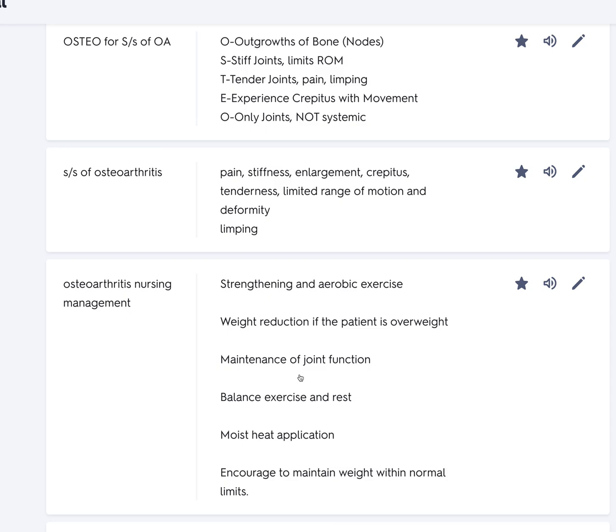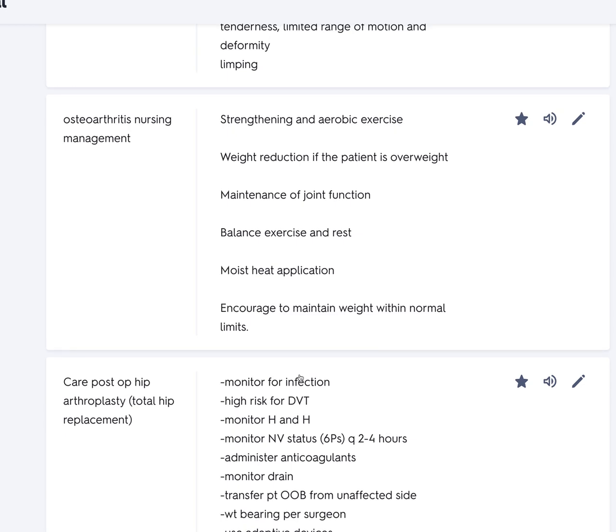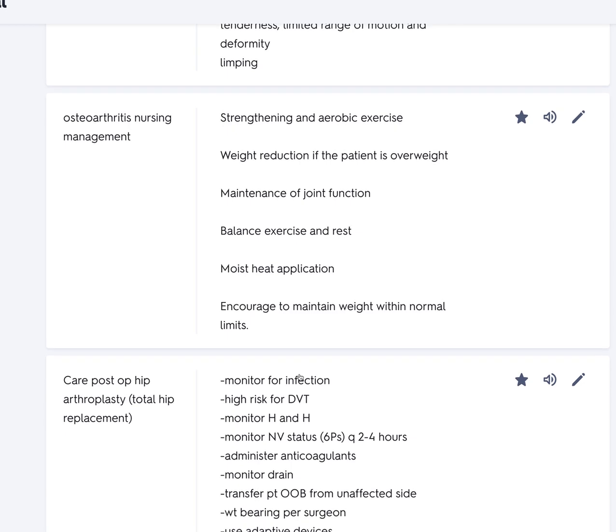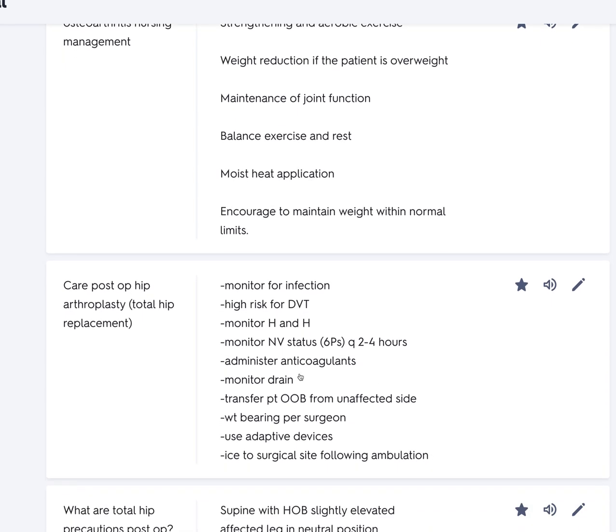Balance exercise and rest. Help them with moist heat application because that feels good on the joints, and encourage them to maintain weight in normal limits. Okay, a total hip replacement. Total hip replacement, or total hip arthroplasty as it's known in its formal name.